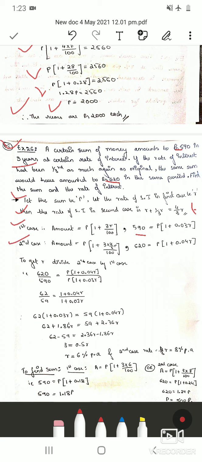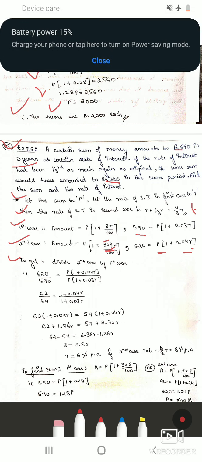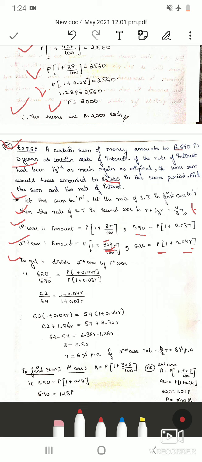Similarly we'll find the amount in the second case, which is 620 is equal to P into 1 plus 0.04R. So here this 3 and this 3 will get cancelled, and we'll be remaining with 4R. So 4 divided by 100 is 0.04. That is how I got 0.04R. Now here you can see two unknown quantities, that is P and R. Therefore you can't just solve by subtracting or by substitution. If you had only one quantity unknown, then we could have solved. Here since two quantities are unknown, we'll see how to find out.